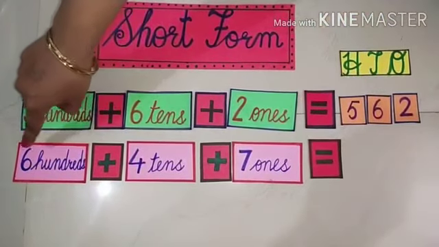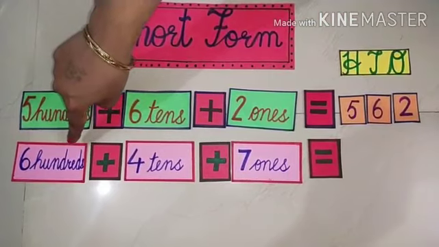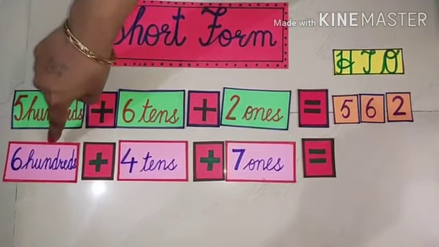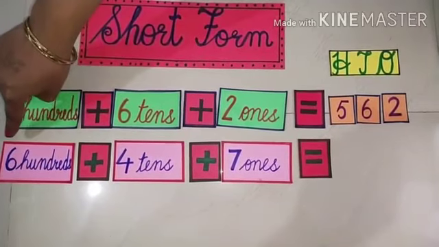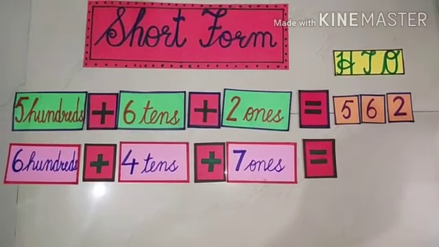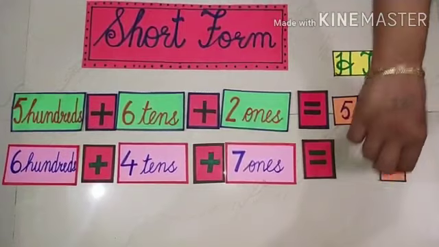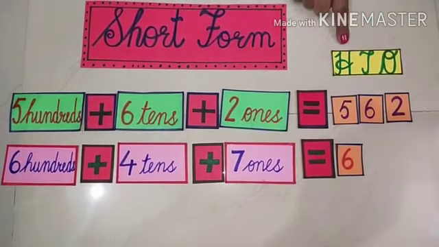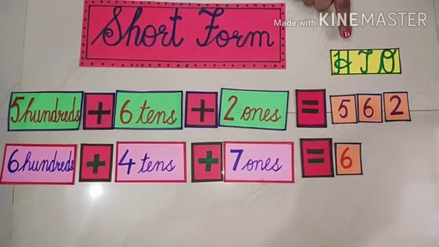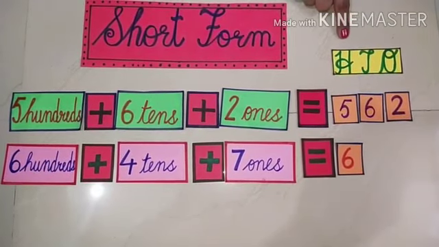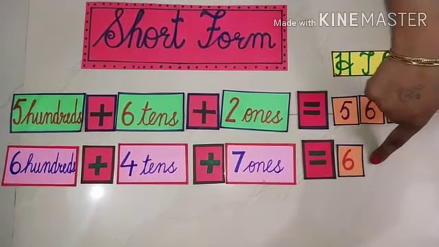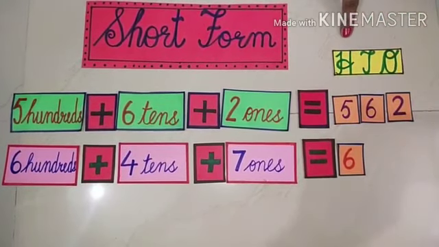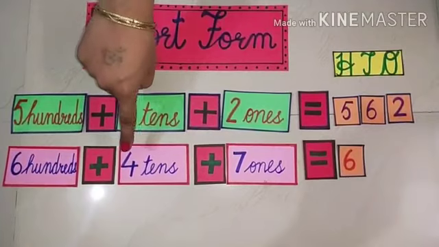Read it first. 6 hundredths. Hundredths is the place of 6. So, we can write 6 here under the heading of H. H also stands for hundredths. 6 hundredths. Now, the next.